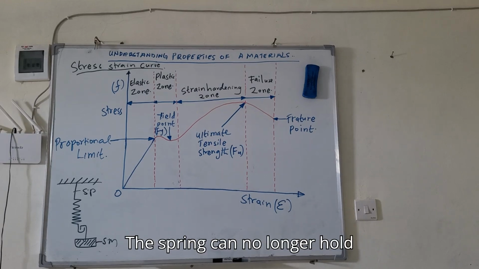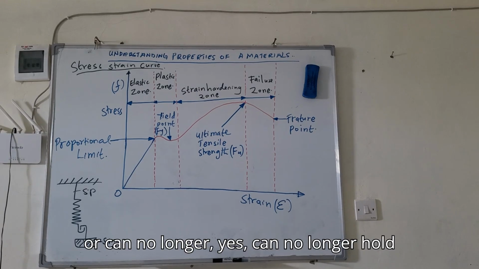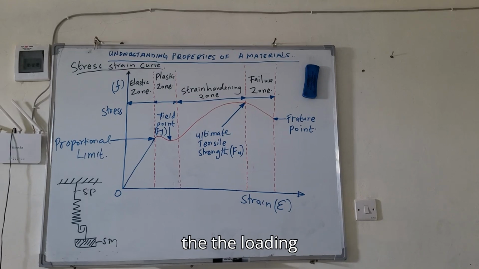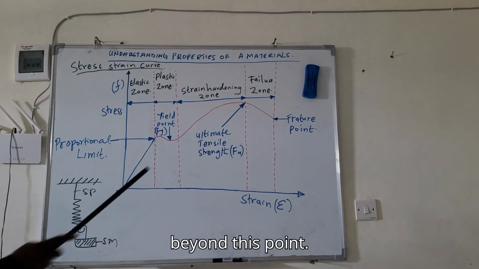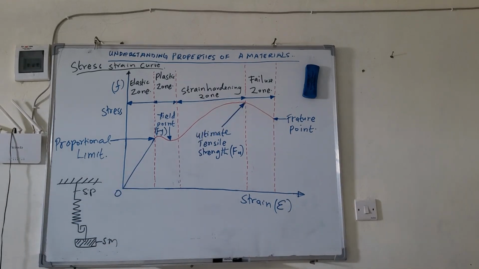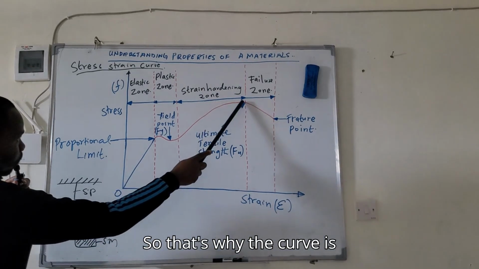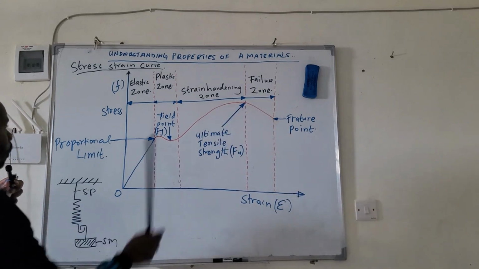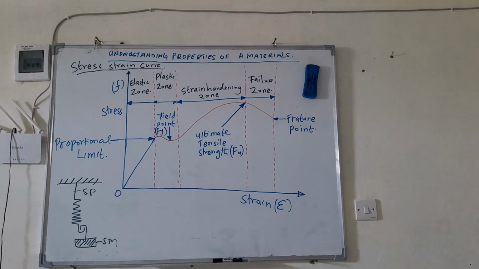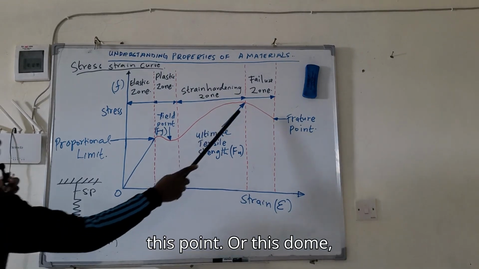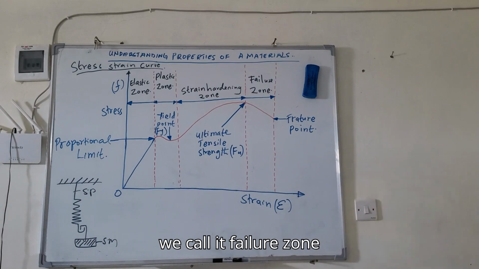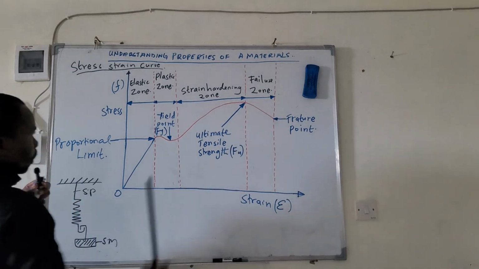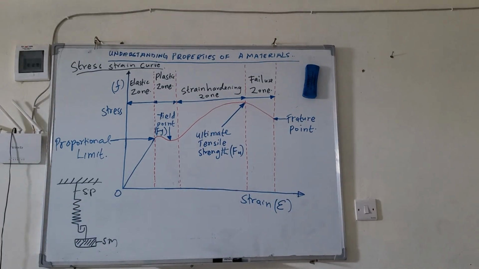The spring can no longer hold the loading beyond this point. So that's why the curve is now going downward. This point or this zone, we call it failure zone. And at this point, now the spring will fracture or it will break.